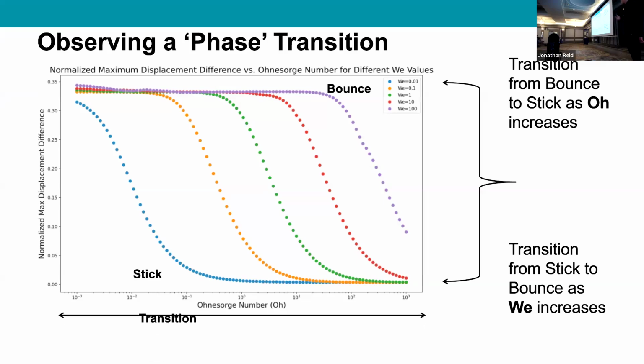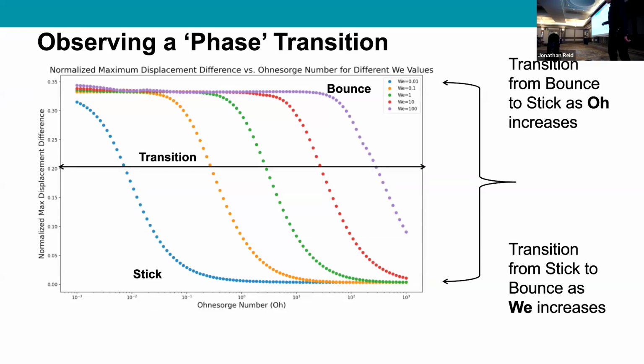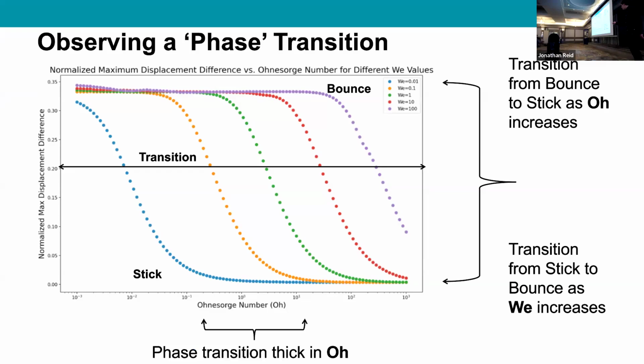So we could draw some arbitrary transition here and say everything up here is a bounce, everything down here is a stick. Of course, this is just a model. The phase transitions are quite thick in Ohnesorge. It's not one-to-one between experiment and reality. There'll be some sort of scaling.